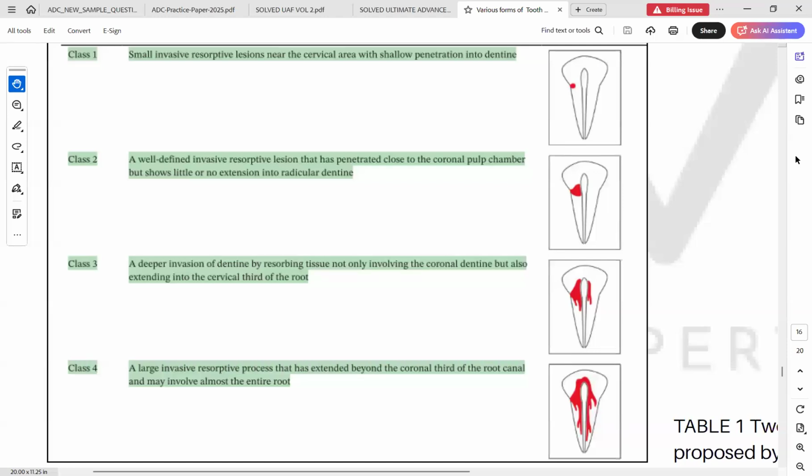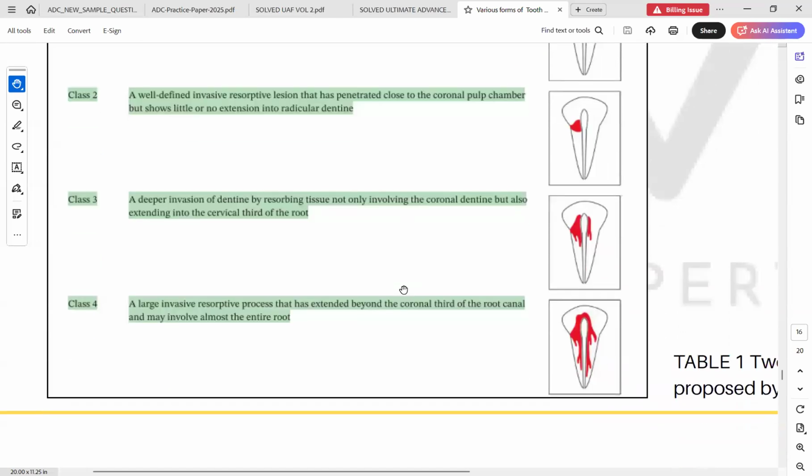Now you can answer: if you see a small spot, it's class 1. If it's complete thickness into the crown, class 2. If it has slightly started to reach the radicular root dentine, then it's class 3. Completely into the root, it's class 4. It's a very simple classification. When you memorize these diagrams, you will easily look at the resorption on the X-ray and can answer this, right?